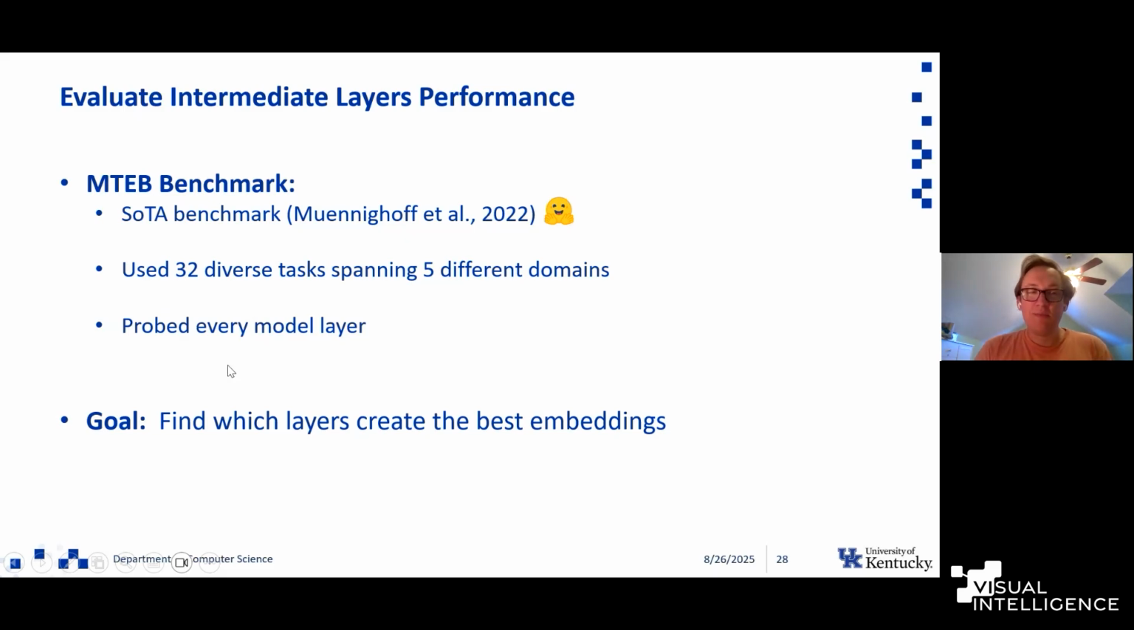So let's say a model has 30 layers. So we're doing 30 times 32 evaluations. So it's quite a bit of compute. But luckily, we're not training anything. We're just doing inference, so it's fairly quick. And our goal, very simply, is to find which layers create the best embeddings.